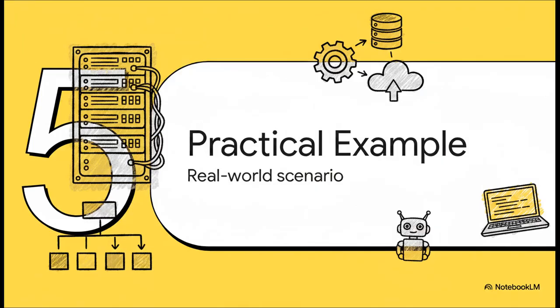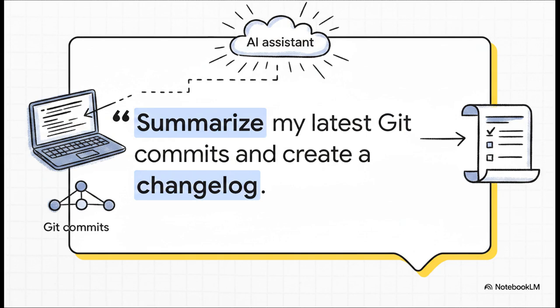Section 5, a real-world practical example. Let's move to our scenario and see how this builds. We're going to bring these abstract concepts down to earth with a concrete, everyday developer scenario. Imagine typing this exact prompt into your AI assistant: Summarize my latest Git commits and create a changelog.